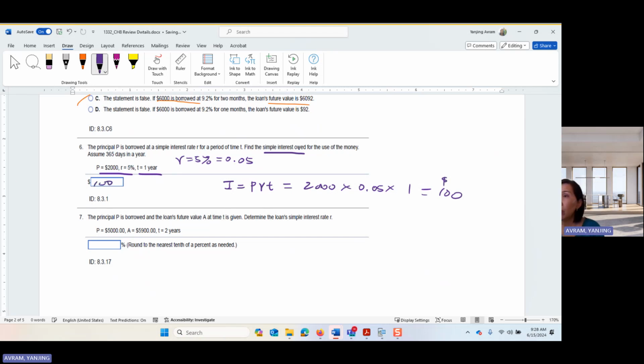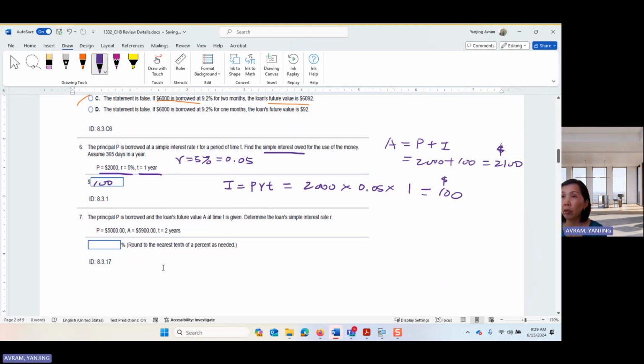That means if you borrow $2,000 for a year, and the interest rate is 5%, you must pay interest of 100. What's the total amount? The total amount A here is usually the principal plus the interest. So the total amount you must pay is 2,000 plus 100, or $2,100 for the future value or the total amount you must pay. But $100 is only for the interest.